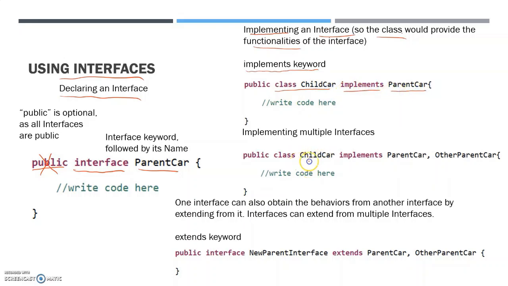One special aspect of interfaces is how a class can implement multiple interfaces, which are separated by a comma here. The concepts behind why this is possible will be explained later. One interface can also obtain the behaviors from other interfaces by extending from them. Interfaces can extend from multiple interfaces, and we can use the extends keyword in this case. For example, the new parent interface can extend multiple other interfaces using the extends keyword and also using a comma to separate the names of each interface.